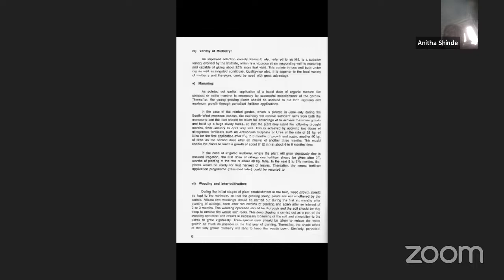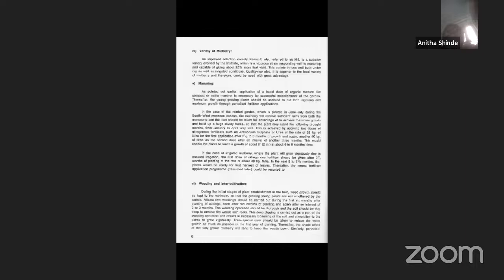This is achieved by applying two doses of nitrogenous fertilizers such as ammonium sulfate or urea. So you can spray ammonium sulfate or urea. Then this would also enable the plants to reach a growth of about 6 feet, that is about 2 meters, in about 6 to 8 months.